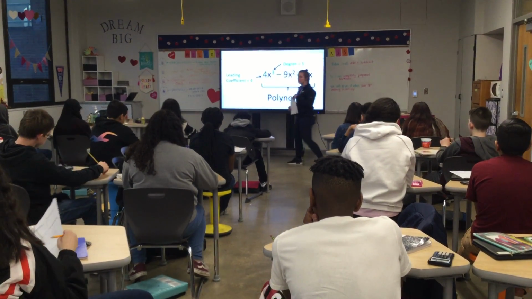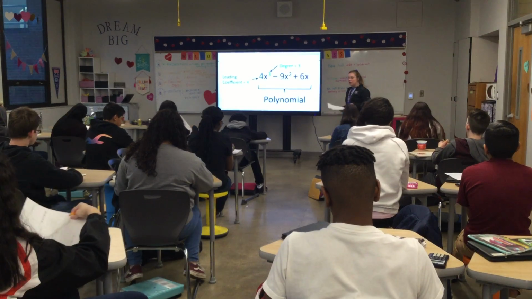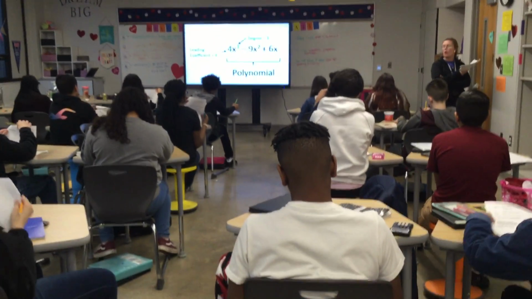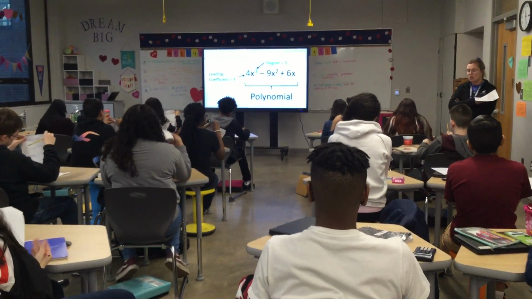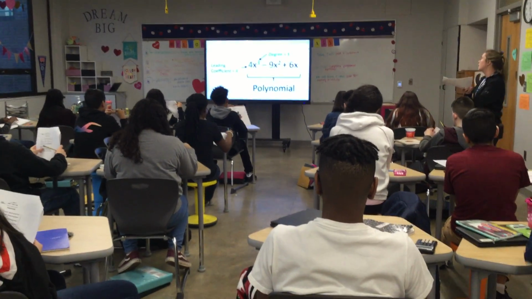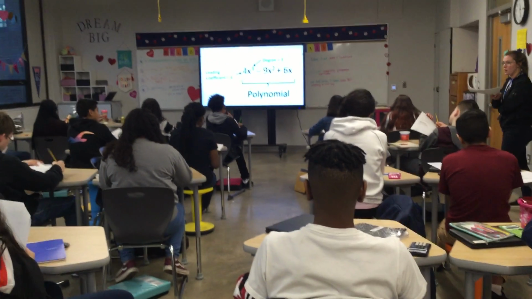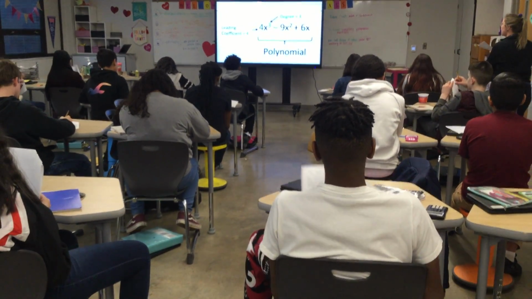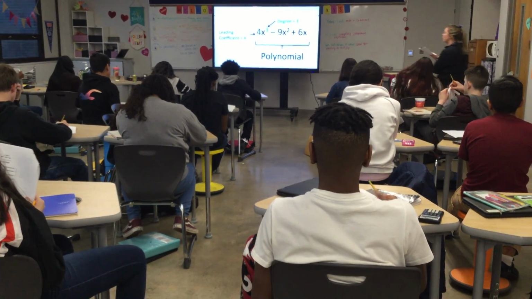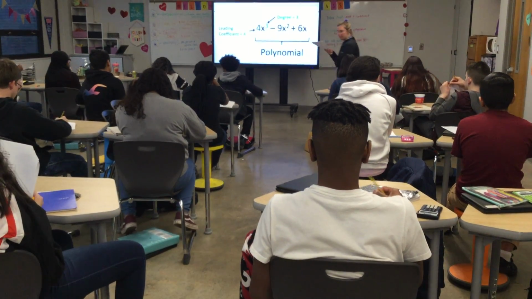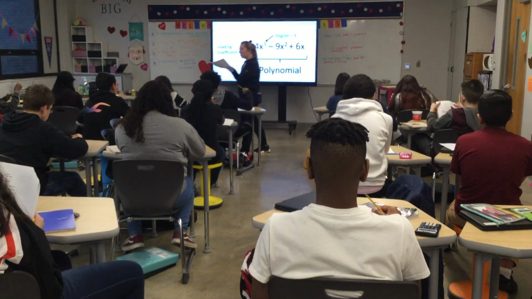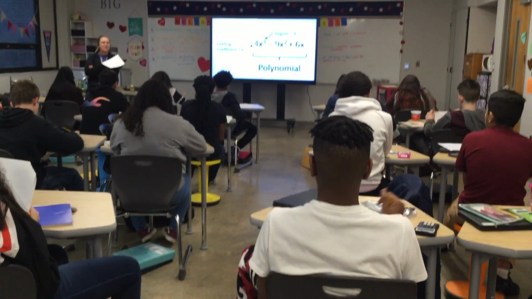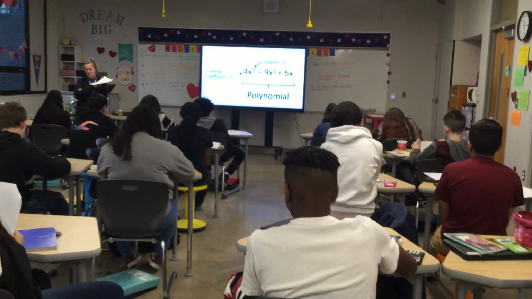And more vocab. We're almost done with vocab, I promise. So we have a leading coefficient, which is the number in front of the term that has the largest exponent. So in this case, our largest exponent is 3. So we call that a degree of 3. And our leading coefficient is 4. And we know our leading coefficient is 4 because that's the number that's in front of our term with the highest exponent. Okay?